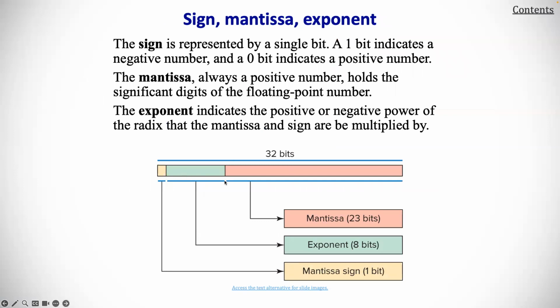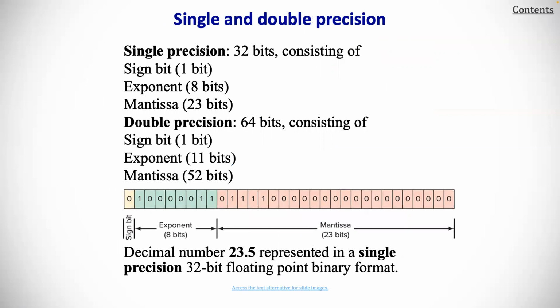Different architectures decide how many bits each one of these gets, but the way we're showing it here, we're giving specific values for each one. You can have multiple levels of precision, either single or double. Single would be 32 bits consisting of a sign bit, an exponent of 8 bits, and a mantissa of 23. Double precision would have an exponent of 11 versus 8, and a mantissa of 52 versus 23 before. So that is a comparison.